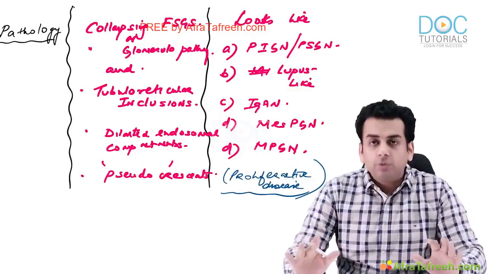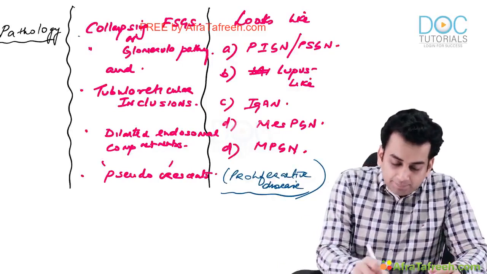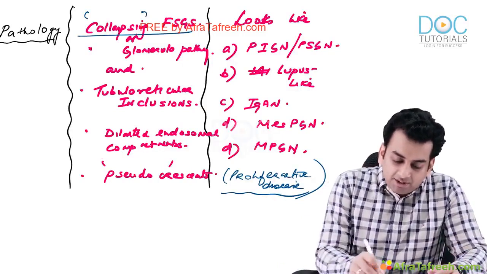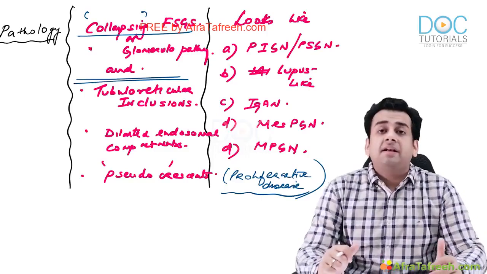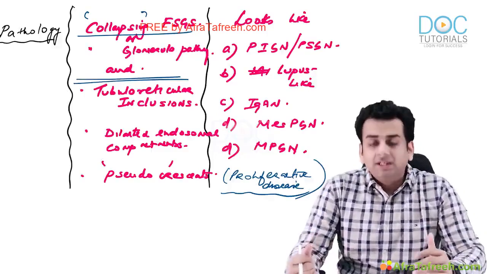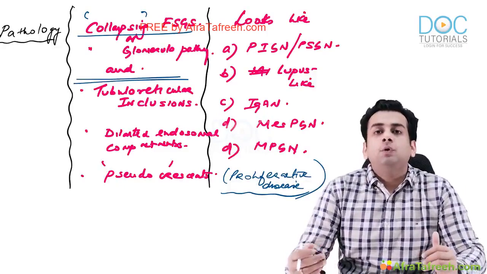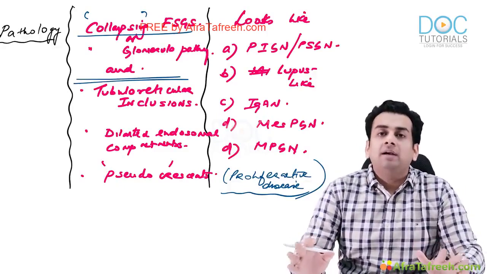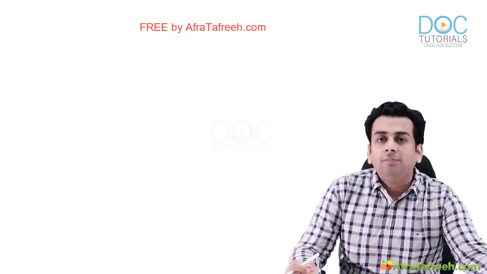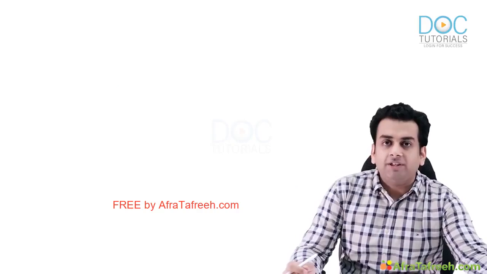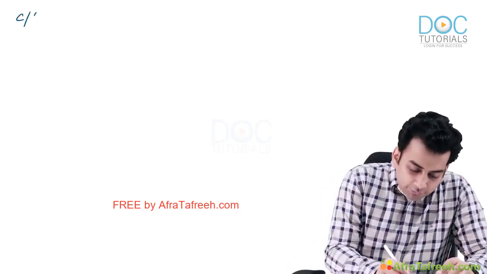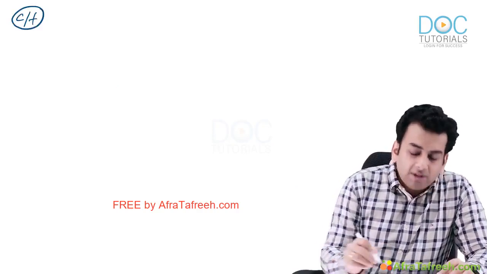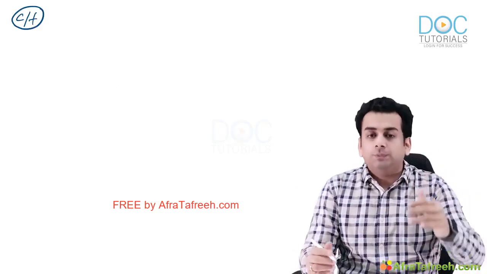So what we have understood here is, here you get a typical collapsing glomerulopathy along with the tubuloreticular inclusions and dilated endosomal compartments. And here you get the typical immune complex mediated glomerular diseases. Now, apart from this, a very, very important thing to understand here is, how does HIVAN present to you?